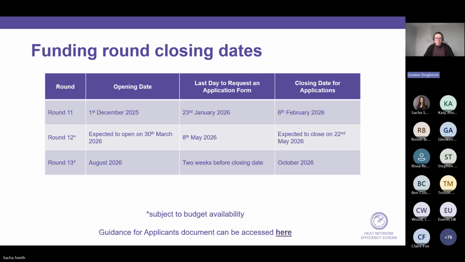But the last day to request access to the application form will be the 23rd of January, so 2 weeks before the closing date. And that's just to make sure you have time to complete the application form to a high standard when you submit. We also have planned round 12 and round 13. So we expect to open round 12 on the 30th of March and expect to close it on the 22nd of May. And then we're looking at round 13 to be sort of closing in October time. So there are future funding rounds expected.